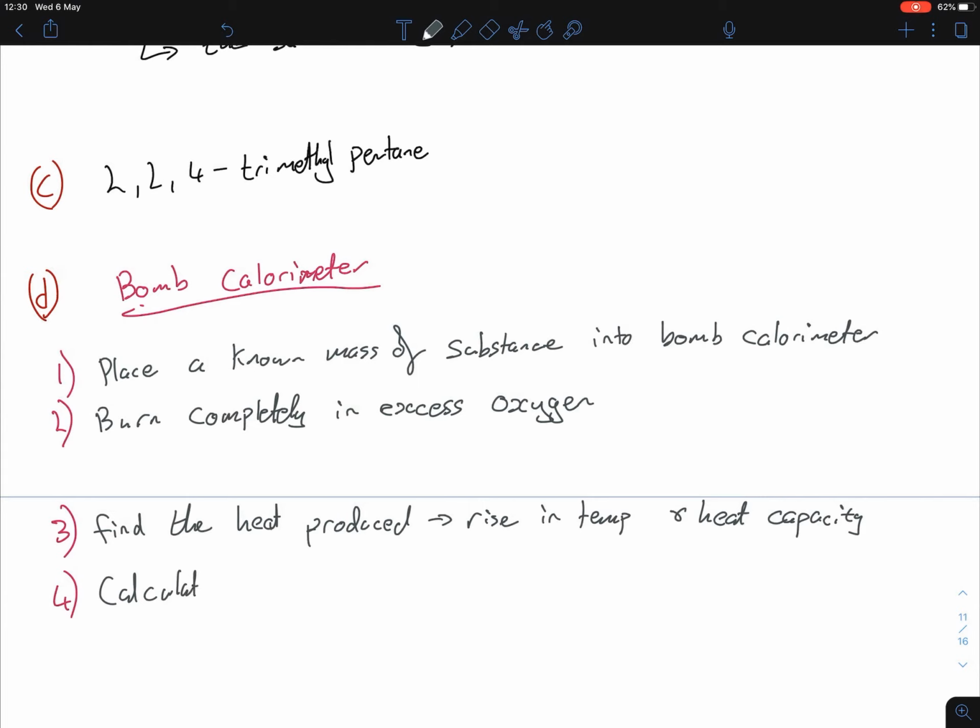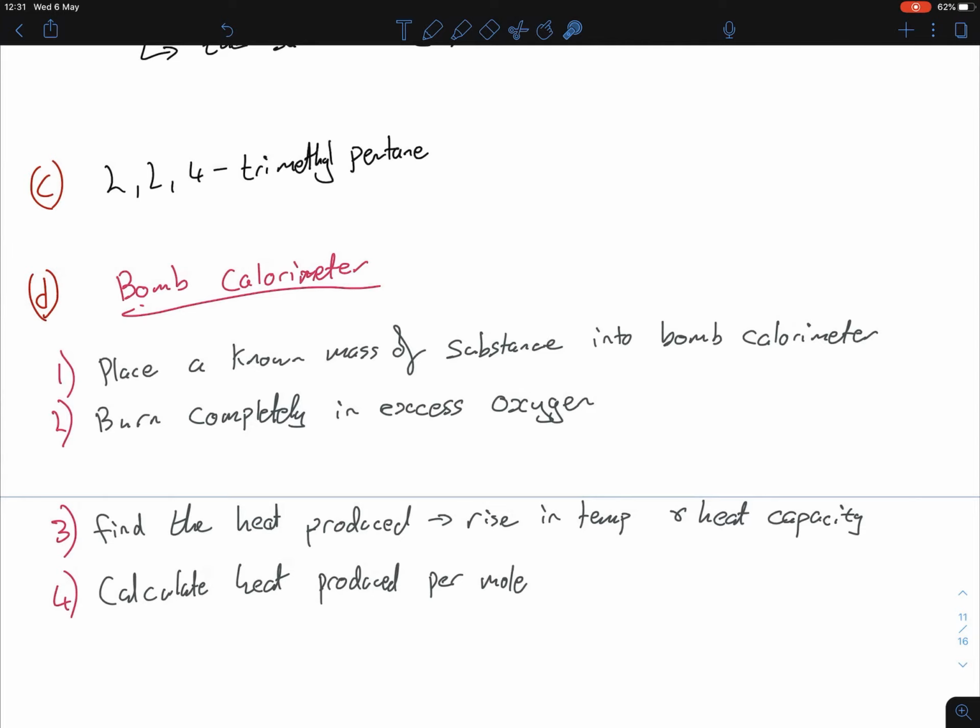Calculate heat produced per mole. There's loads more you could have put in here, guys, if you wanted to, but I just stick to the simple ones there. Place a known mass of substance into a bomb calorimeter, burn it completely in excess oxygen, find the heat produced, that is the rise in temperature and its heat capacity, and then you can calculate the heat produced per mole.